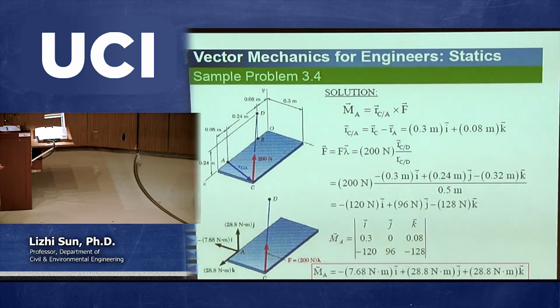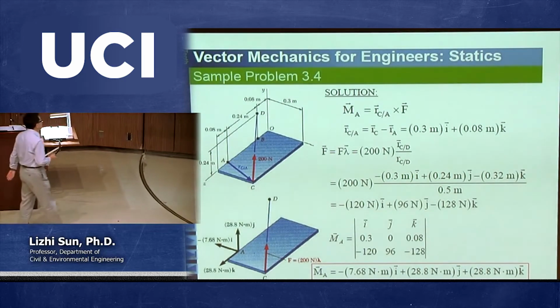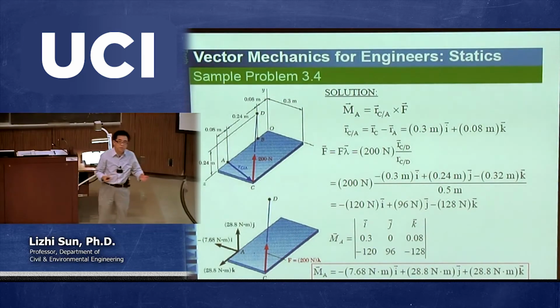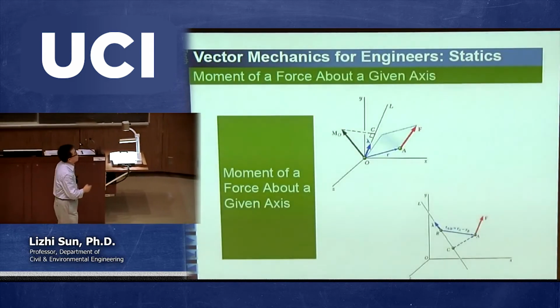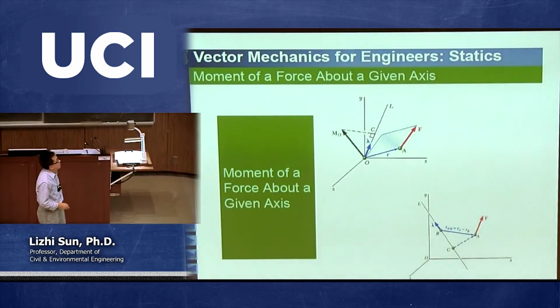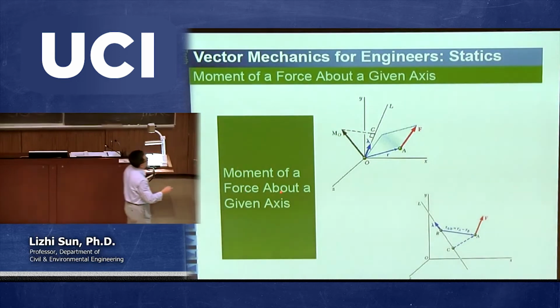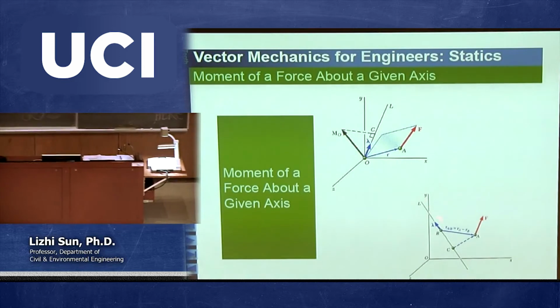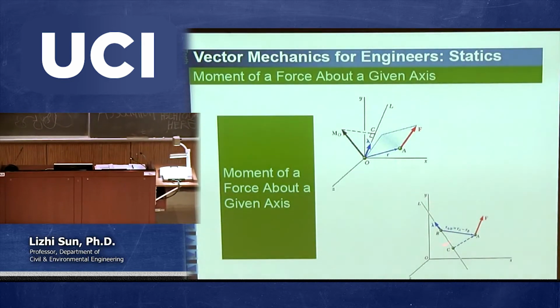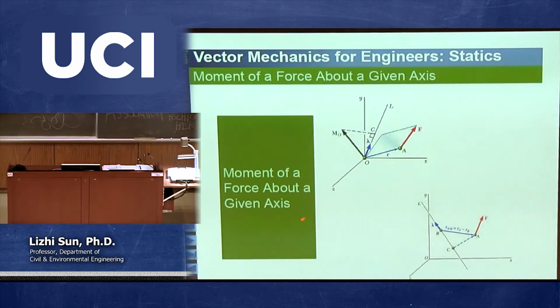Okay, so this is the first type of moment we introduced, which is called the moment of a force about a given point. Now I'm going to talk about the second kind of moment, which is the moment of a force about a given axis this time. Okay, so this is the picture we're going to frequently use when we talk about the second kind of moment.